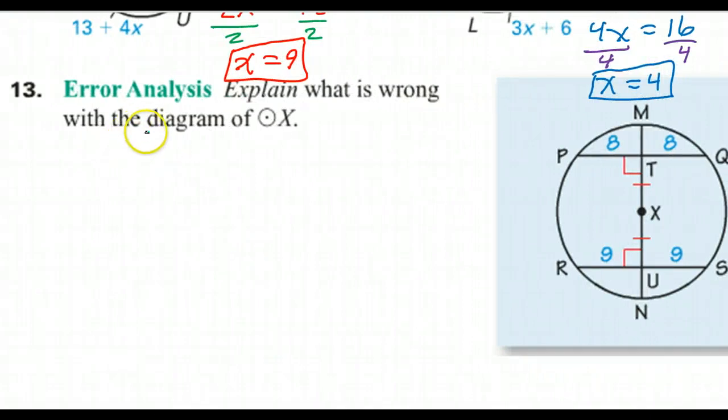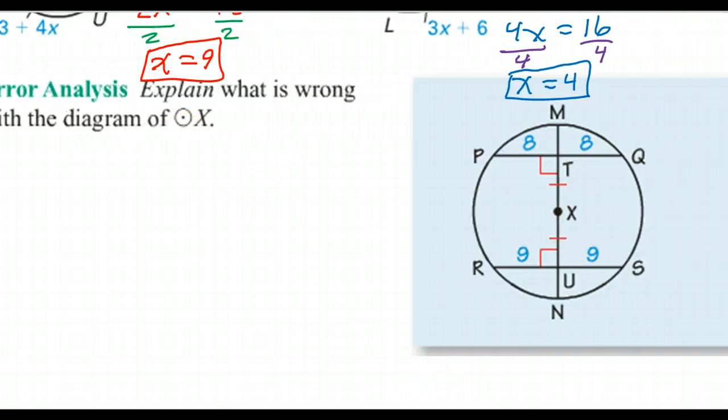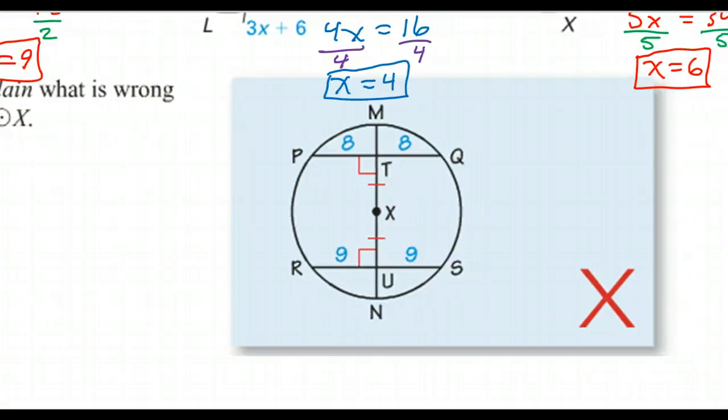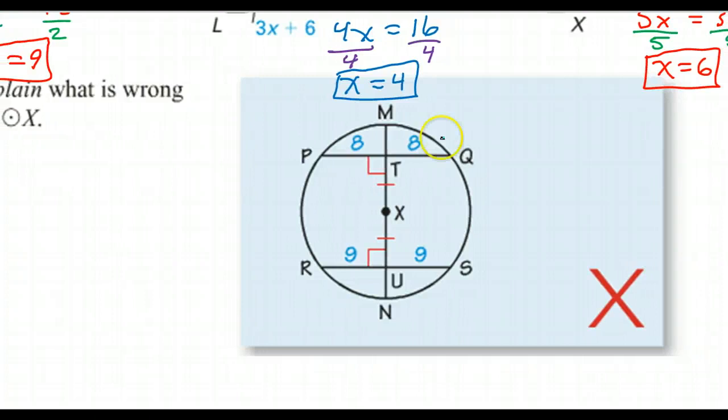Last problem, a little error analysis. Explain what is wrong with this diagram of circle X. By the way, circles are named by their center point. So if I talk about circle X, I'm talking about the circle with center X. Okay, let's see. What's wrong with this picture? Can you tell me? Can you see what's wrong? Where's Waldo? What's wrong?